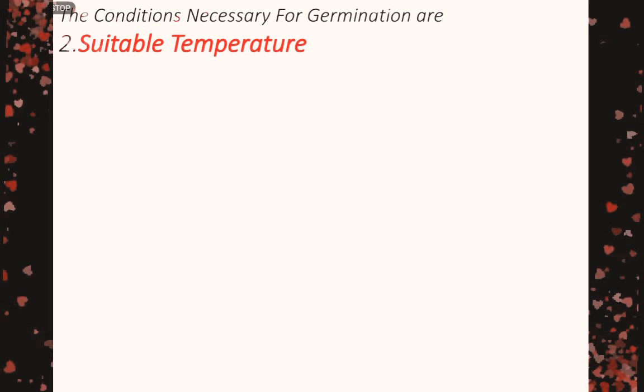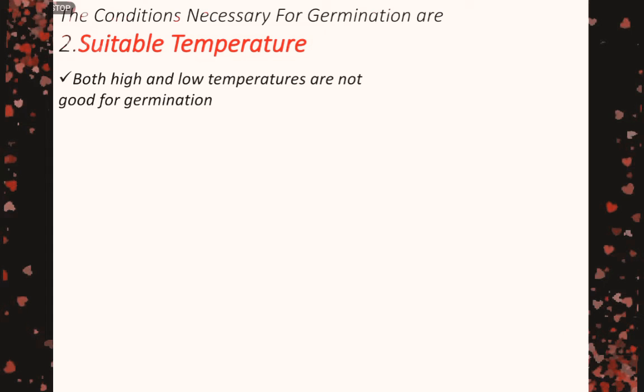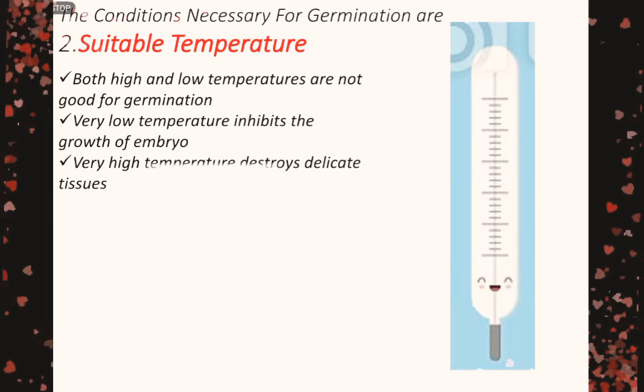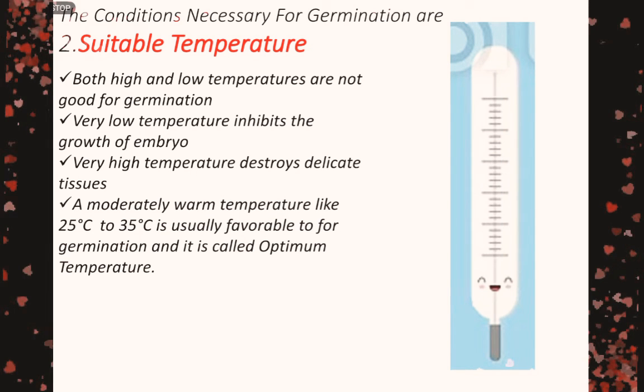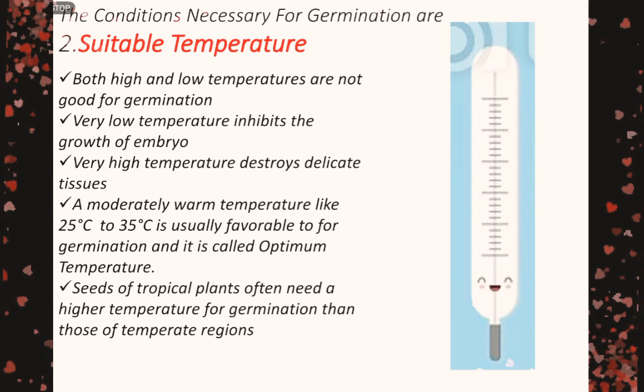The second one is the suitable temperature. Both high and low temperatures are not good for germination. Very low temperature inhibits the growth of the embryo. Very high temperature destroys delicate tissues. A moderately warm temperature like 25 to 35 degrees Celsius is usually favorable. So that's why it is called the optimum temperature. Seeds of tropical plants often need a higher temperature for germination than those of temperate regions. Remember, this point is very important, the last one.